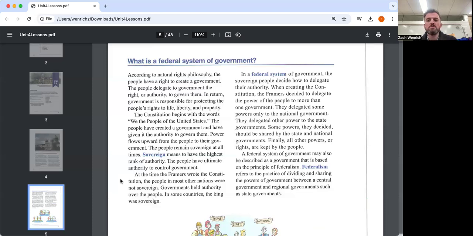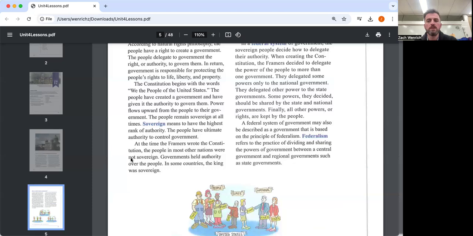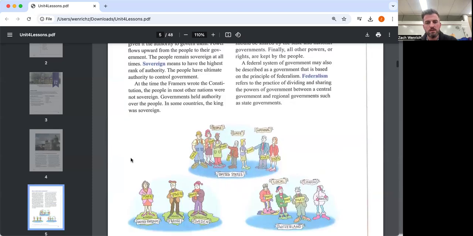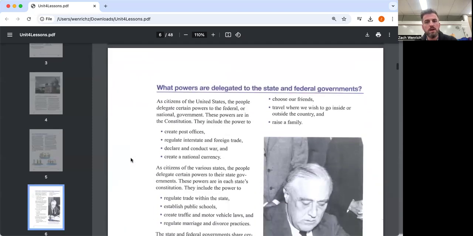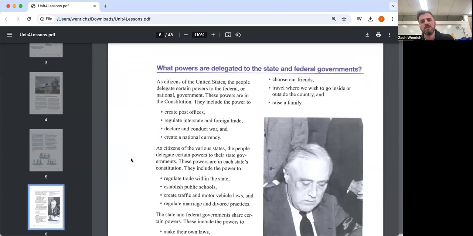A federal system of government may also be described as a government that is based on the principle of federalism. Federalism refers to the practice of dividing and sharing the powers of government between a central government and regional government, such as state governments. So what powers are delegated to the state and federal governments?